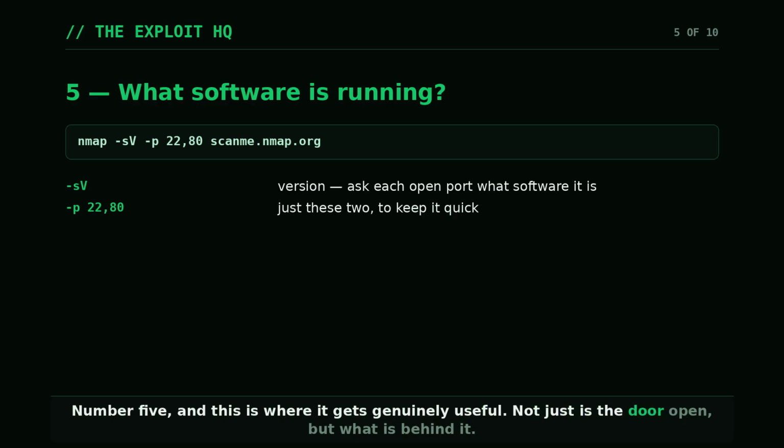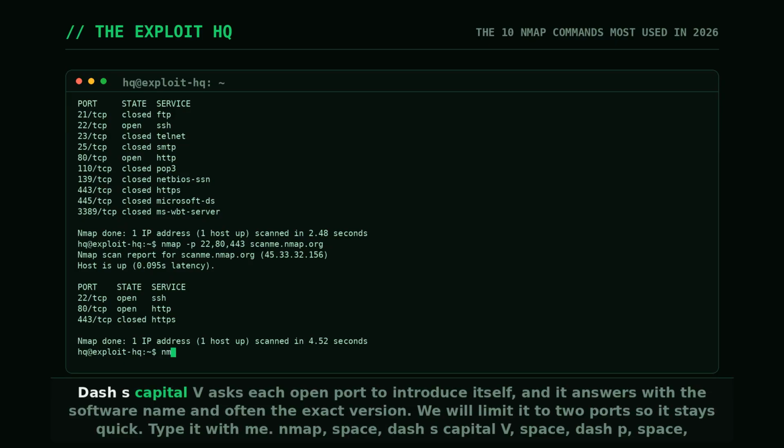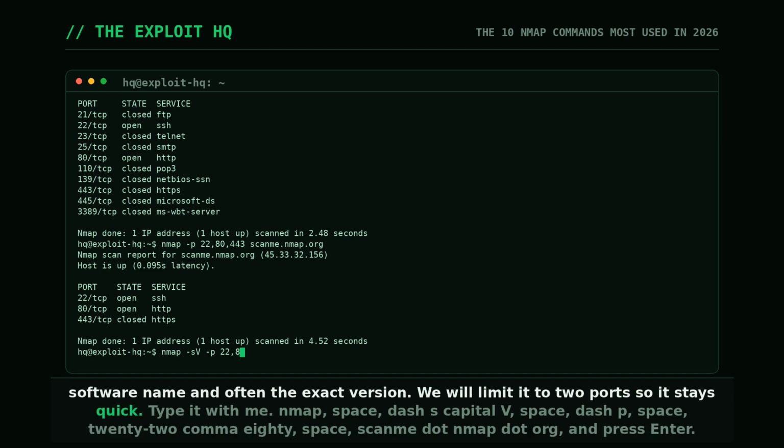Number 5, and this is where it gets genuinely useful. Not just is the door open, but what is behind it. -sV asks each open port to introduce itself, and it answers with the software name and often the exact version. We will limit it to 2 ports so it stays quick. Type it with me. Nmap space -sV space -p space 22,80 space scanme.nmap.org and press enter.